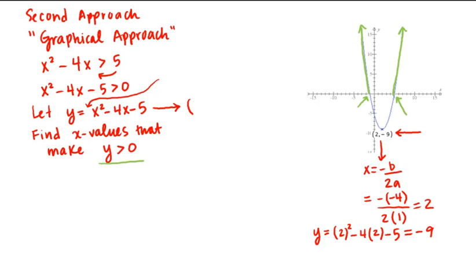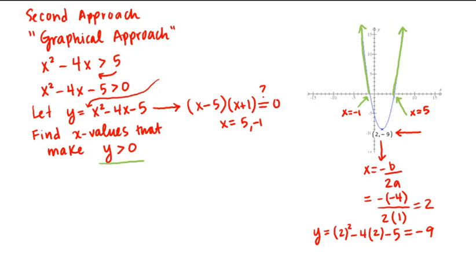What does this factor into? It factors into x minus 5 times x plus 1. And the x-intercepts are the values where this is equal to 0. And these values are x equals 5 and negative 1, which means this here is x equal to negative 1, and this is x equal to 5.